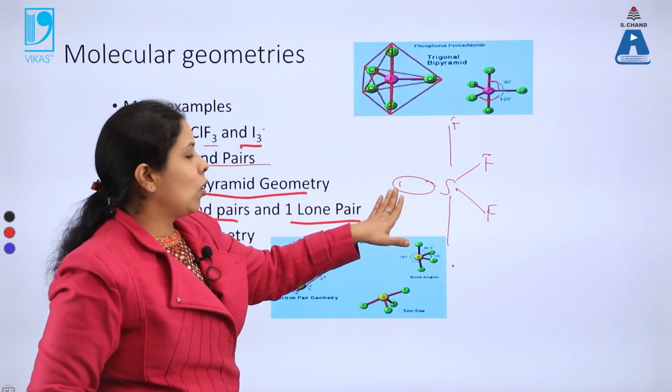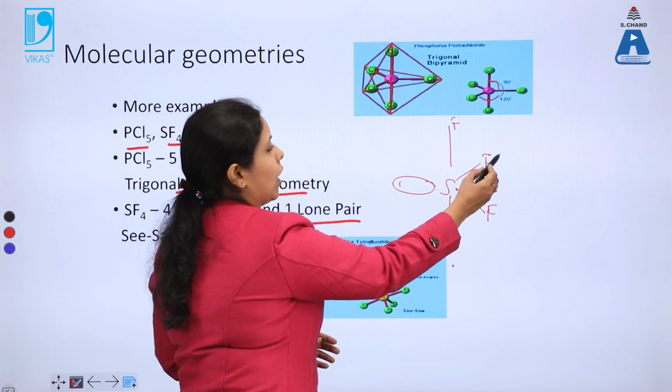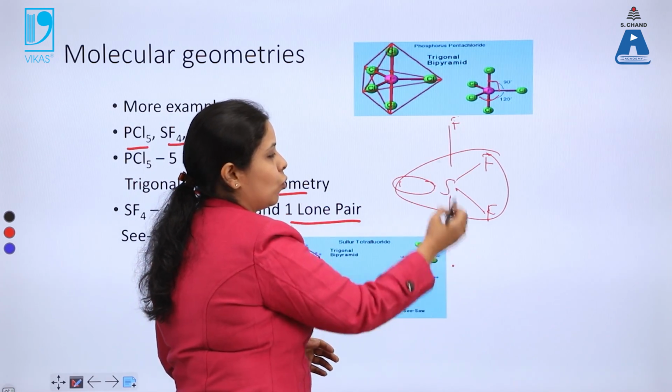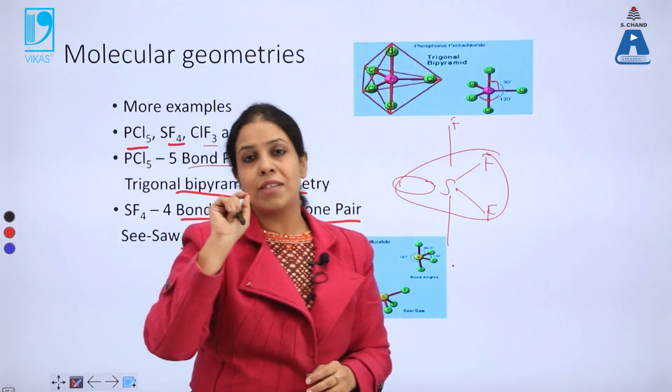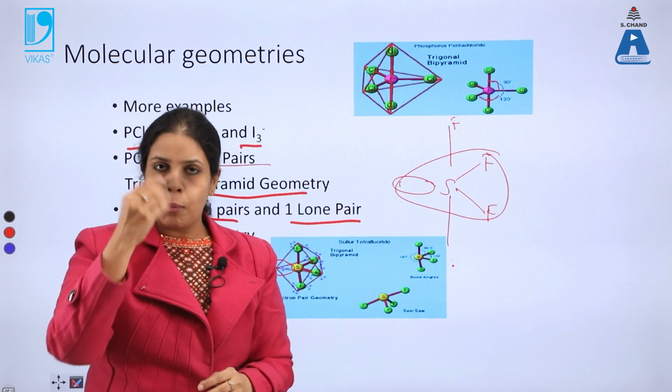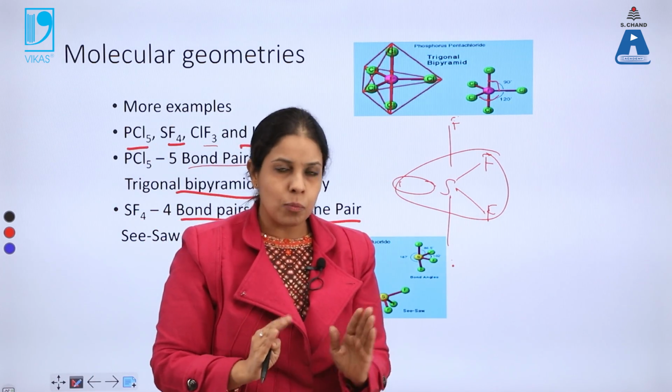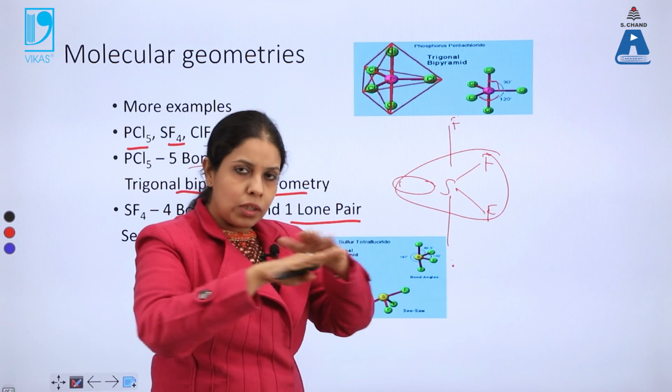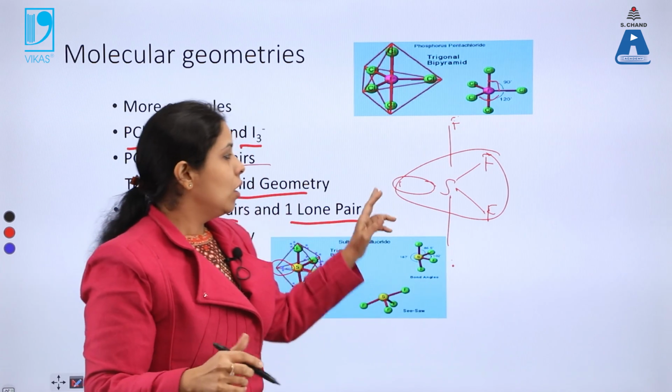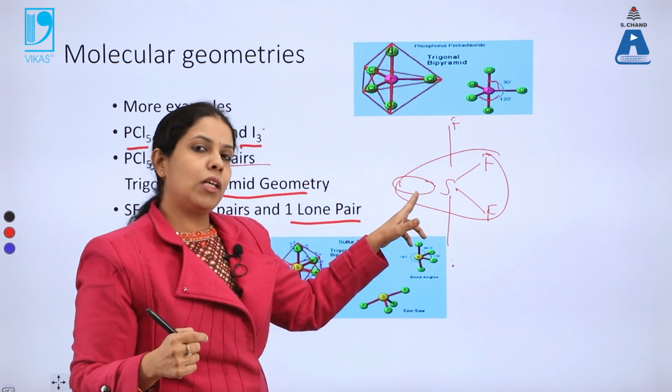Why does the lone pair occupy this position? These positions are known as the equatorial position, and these two which are above the plane and below the plane are known as the apical position. The ones above and below the plane are the apical positions, and the ones on the plane are the equatorial positions. So why do lone pairs prefer to occupy the equatorial position?